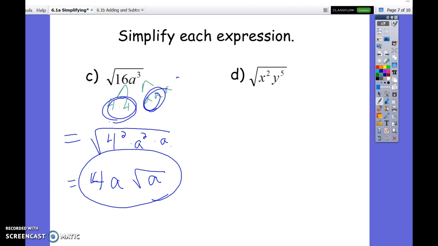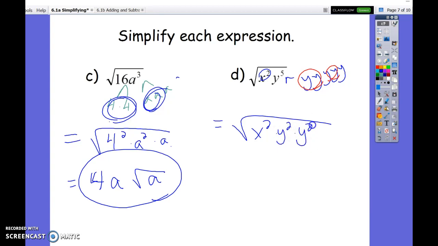Okay. Well, the square root of x squared times y to the 5th. Well, x squared, that's already a group of 2. Right? So I'm going to rewrite that. We don't need to change that. Y to the 5th, well, that's y times itself 5 times. So I'm going to go ahead and circle groups of 2. I have 2 y's here. I have another group of 2. And then I have a y taken along at the end. So I will have y squared times y squared, right? 1 for each group, and then just that extra y taken along at the end.